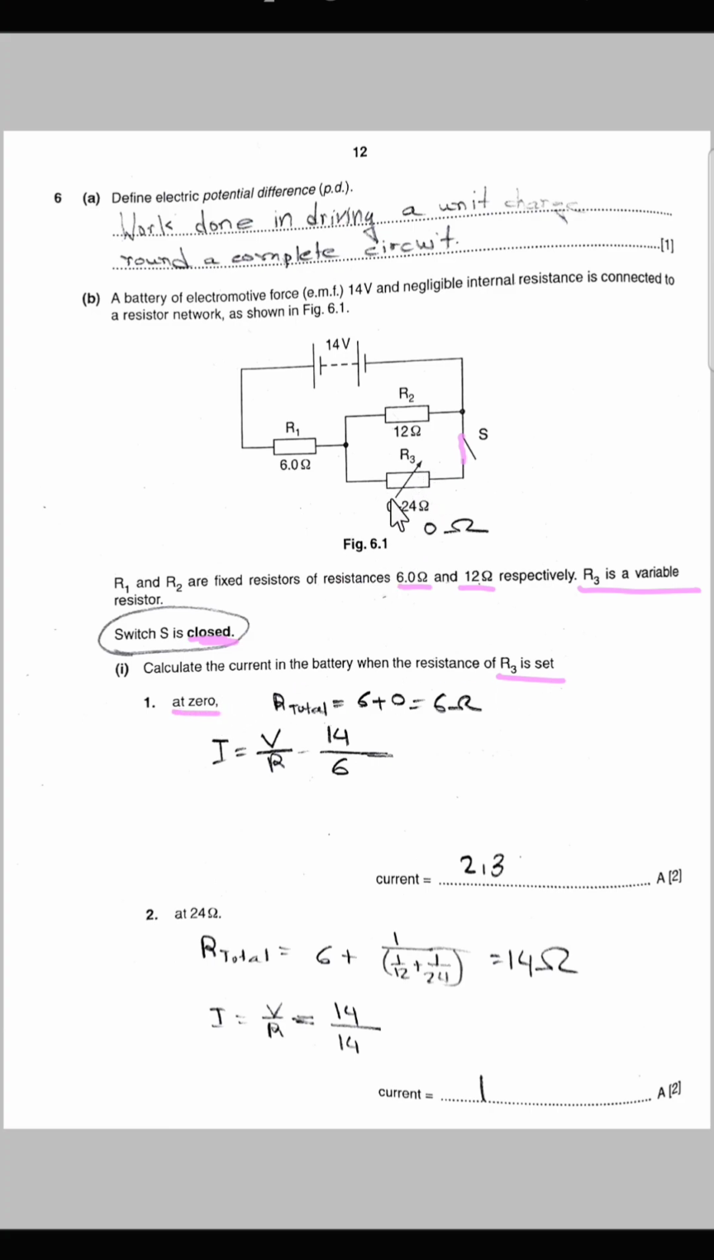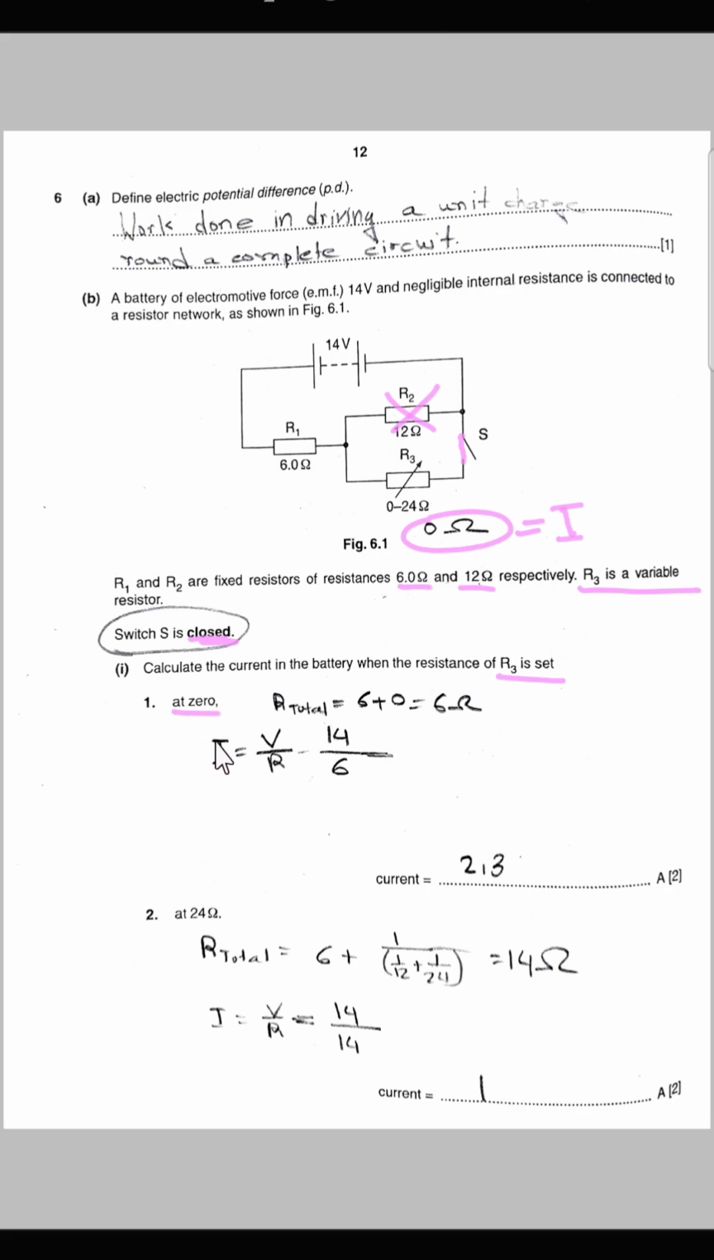As the resistance of R3 is set to 0 ohm, full current would flow through here. So the full value of I would flow through R3 and no current would flow through R2, because as the resistance is 0, the current would have a maximum value. Thus, we have to take the resistance of that branch as 0 ohm.